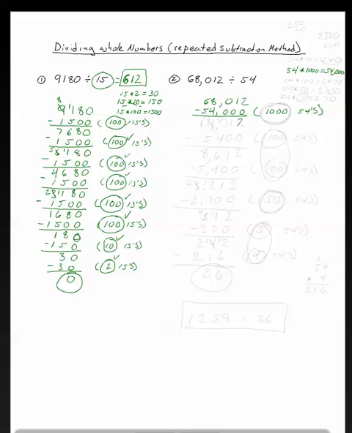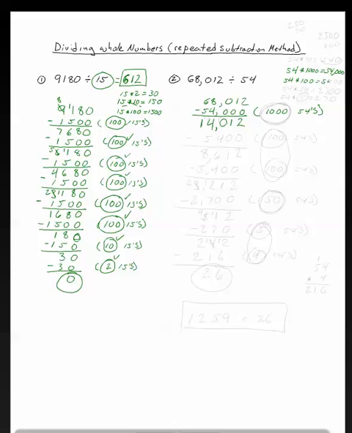2 minus 0 is 2. 1 minus 0 is 1. 0 minus 0 is 0. 8 minus 4, that's going to give me 4. And 6 minus 5 gives me 1. Okay, so I'm at 14,012. Well, I cannot subtract 54,000 from this, but I can do 54 times 100.